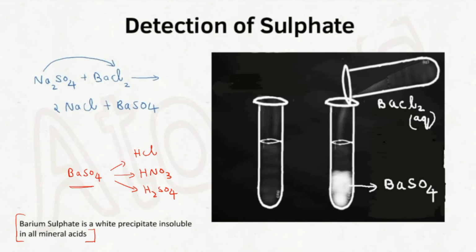Got it? So how to detect the presence of sulfate in a solution? We will add barium chloride solution and immediately you will be getting a white precipitate of barium sulfate. What is the observation? That white precipitate will remain insoluble in all mineral acids. You should write that. Got it?